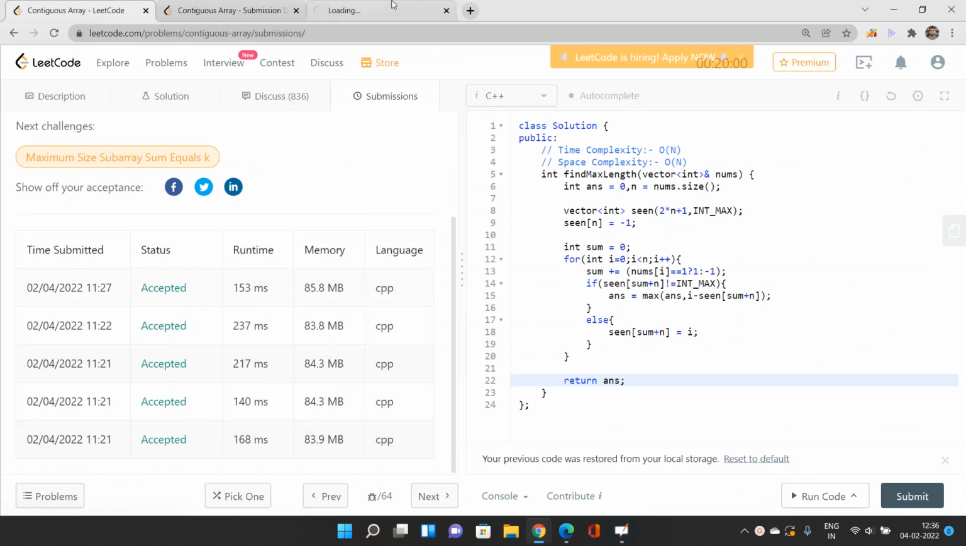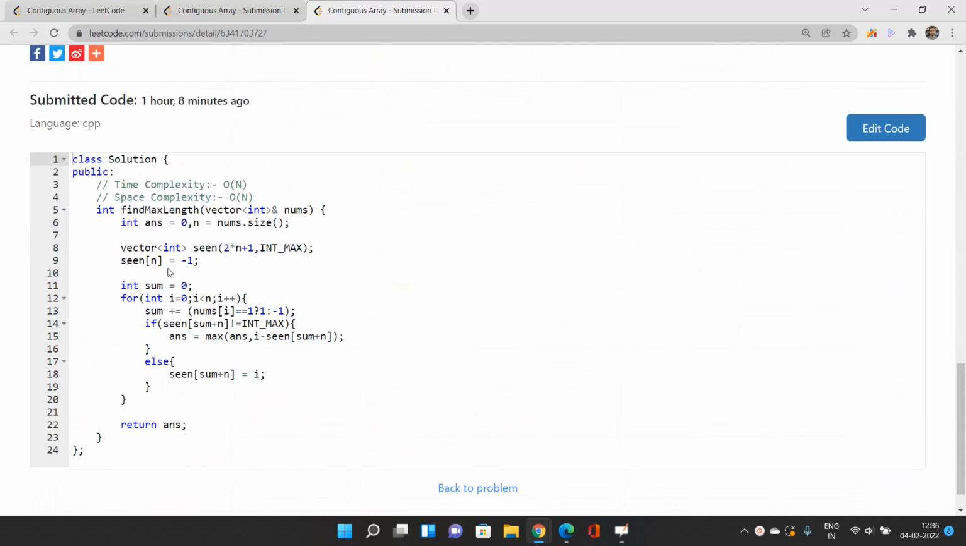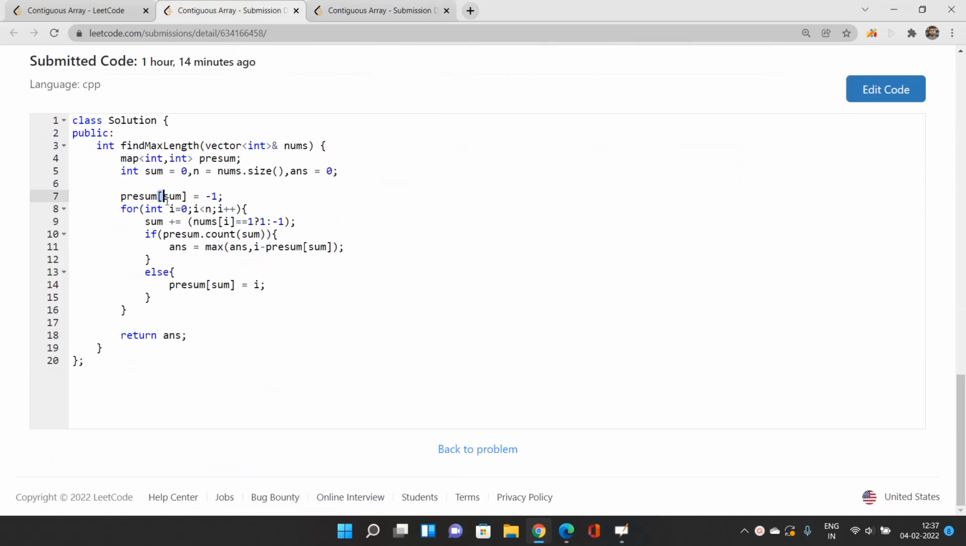So let's talk about this O of n solution. You can see I have made a seen array that will store the mappings of prefix sum of size 2 into n plus 1, and for every prefix sum I will increment the value by n. Why am I going to do that? Because prefix sum can be negative, and we cannot store negative values in the array. So I will increment the values by n, so that this can fit in this array.